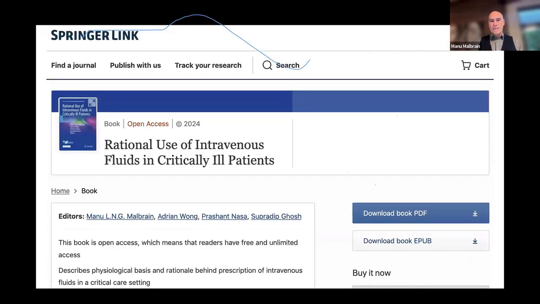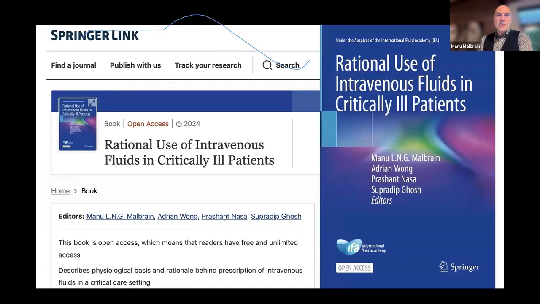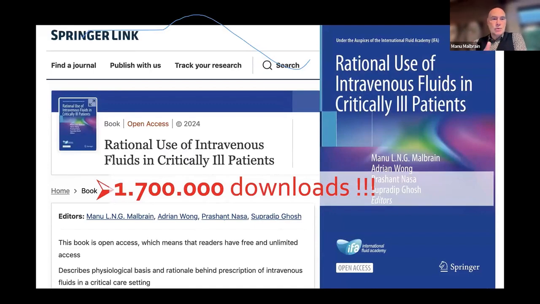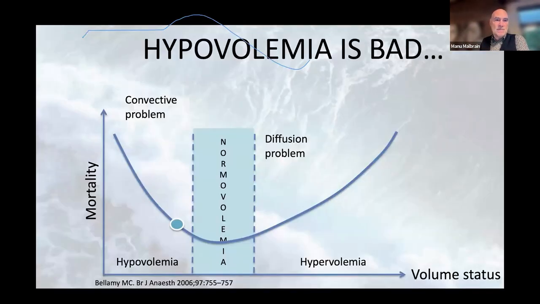about leadership. We mentioned the book on rational use, and I invite everyone to go to the website and download your copy. You can get a full PDF, and it has been downloaded over 1.7 million times, which tells me two things. First, people and colleagues like it when it's for free, but it also tells me that there is a huge knowledge gap and that colleagues are interested to learn and understand more about fluid management.